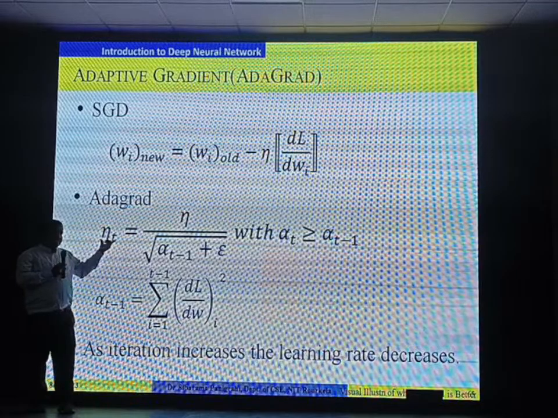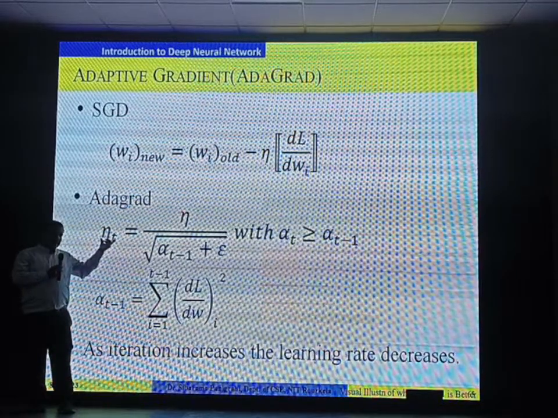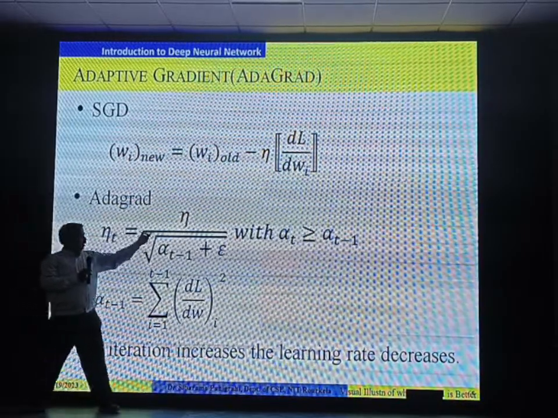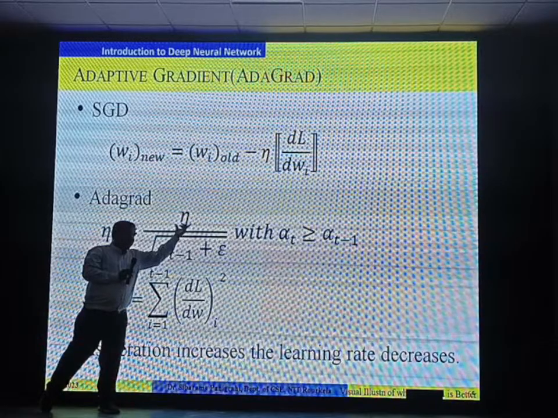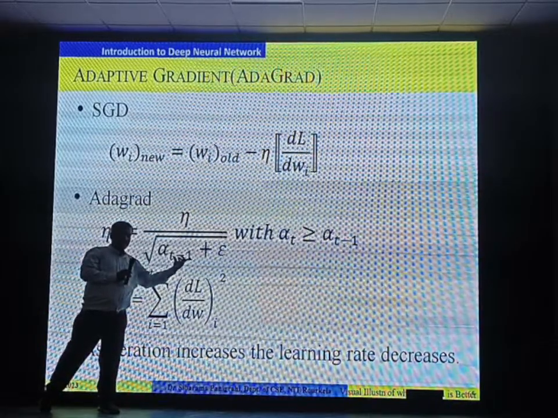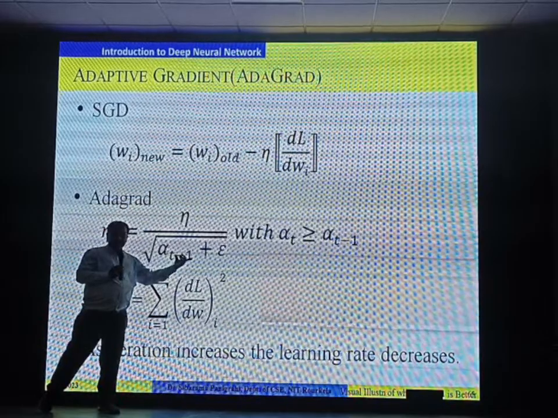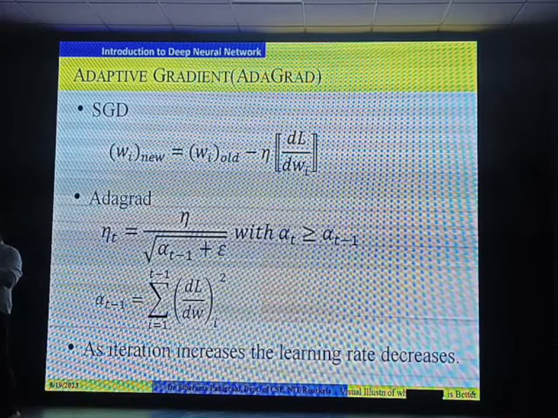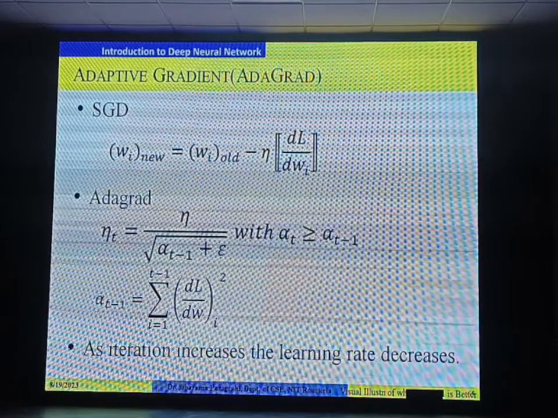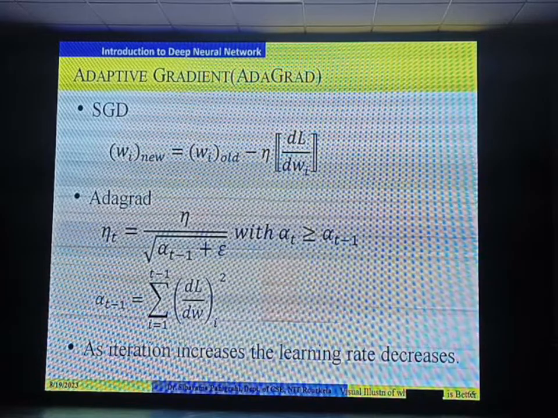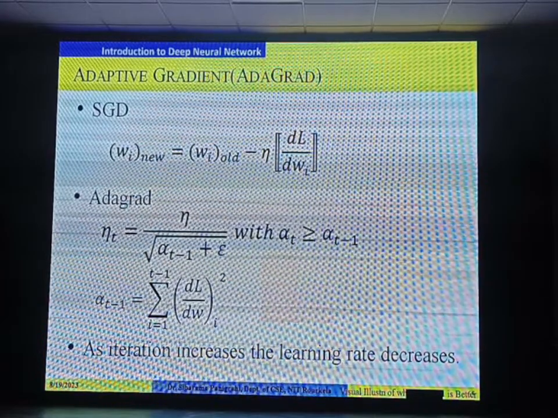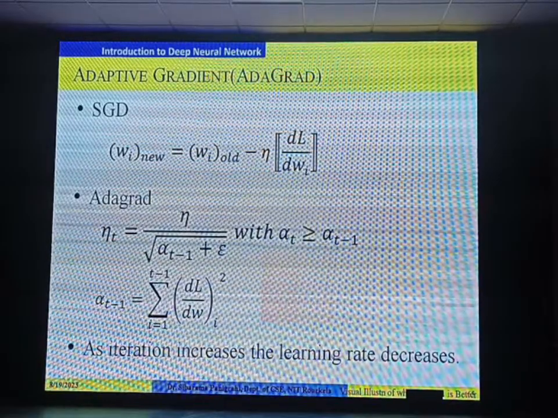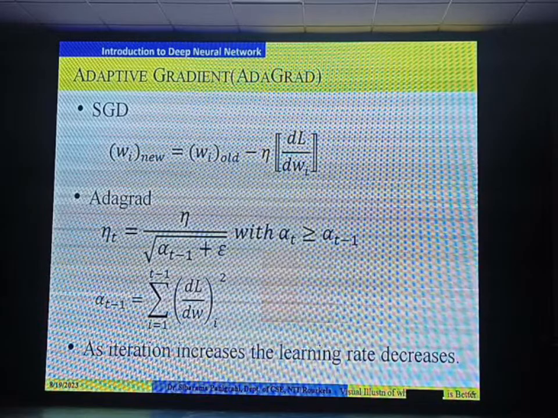So now you see, eta t is this iteration's learning rate, which is the previous iteration's learning rate divided by a factor, right? If I divide it by a factor, then what will happen? The learning rate will decrease. Previously, let's say the learning rate is 0.3. Now it will become 0.2, then 0.1, then 0.01, then 0.001, like this. So why is it required?